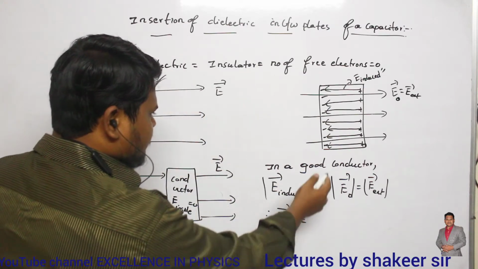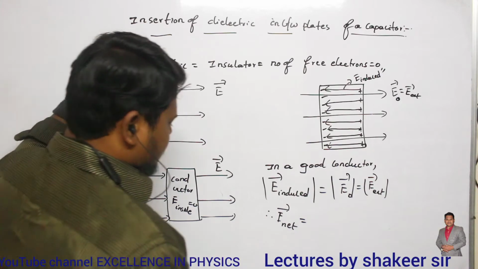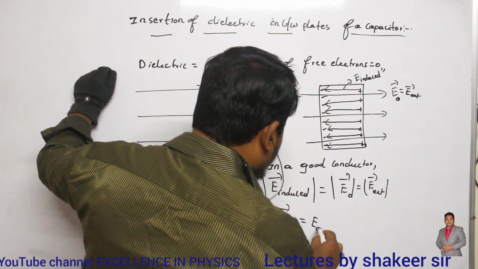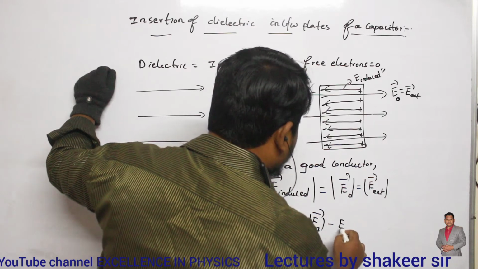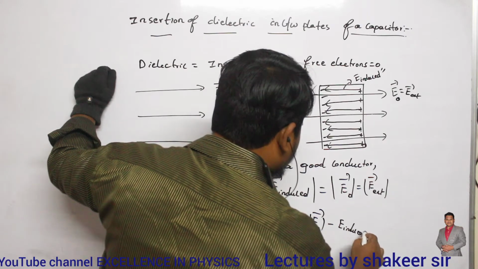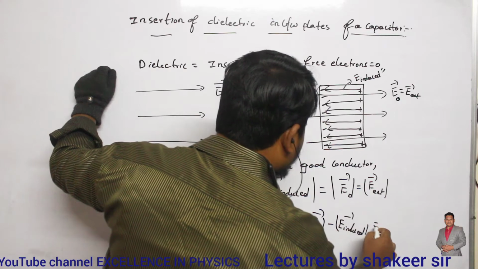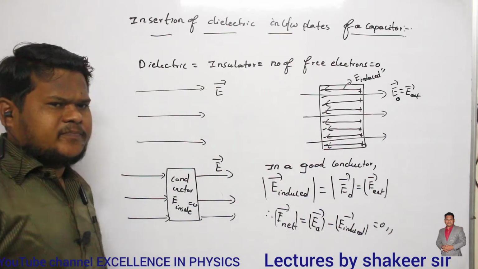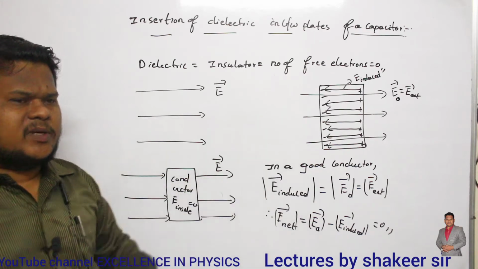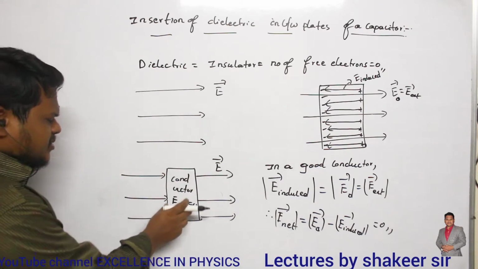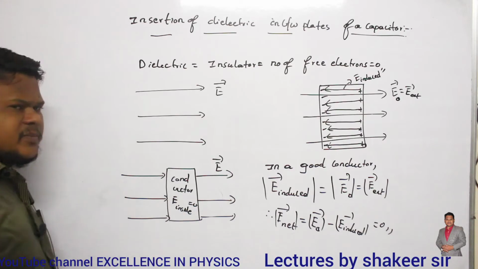What is the net electric field inside this conductor now? Net electric field will be E naught dash minus E induced. So net electric field will become 0. This is what happens if a conductor is present in a uniform electric field. Therefore, inside this conductor, the total electric field will become 0.